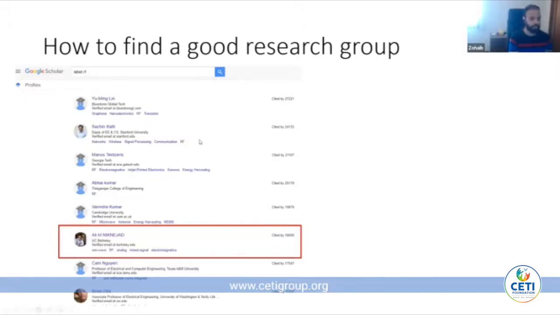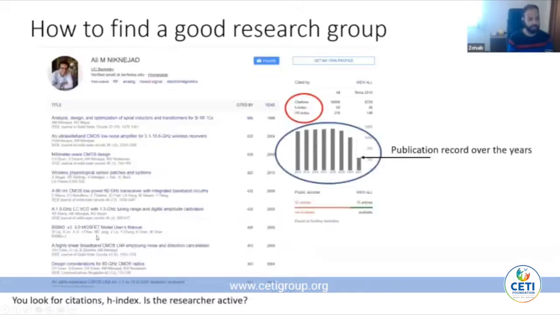So now, for example, I have a list of professors. Randomly, I'm like, okay, I like this professor. Let me dig a bit deeper into this professor. Again, I want to emphasize that your success depends a lot on the success of your research group. So this is an important thing. You have to go through this procedure.